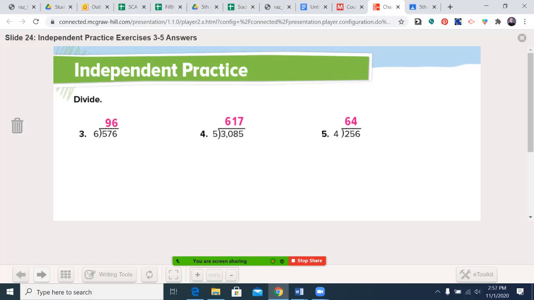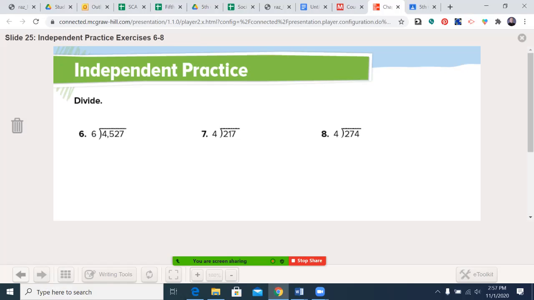Welcome back. Let's see how you did. Number 3, you had 96. Good job. If you had number 4 at 617, nice. Number 5, if you had 64, nice. And although they don't do a good job of putting the numbers over here, let's look at this one. 9 times 6 is 54. Subtract, you get 3, 36. 6 goes into 36 6 times.